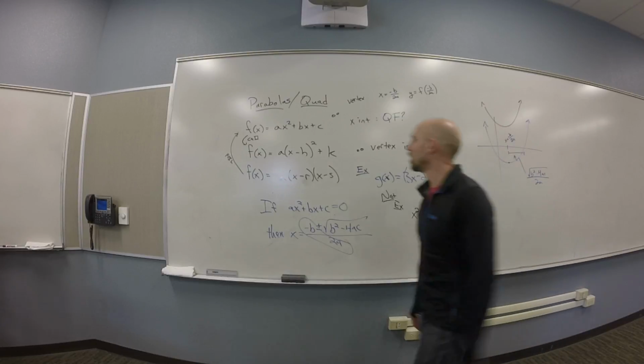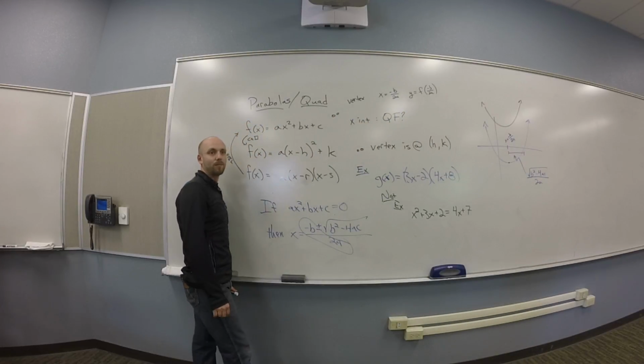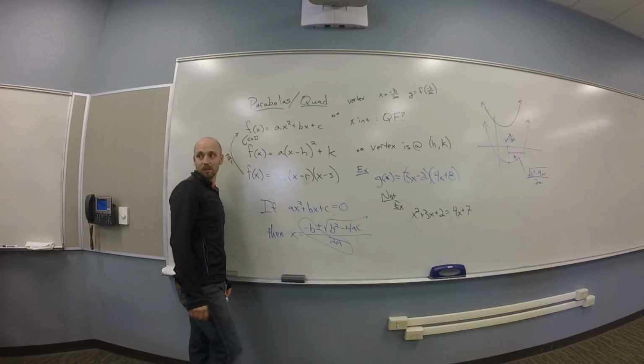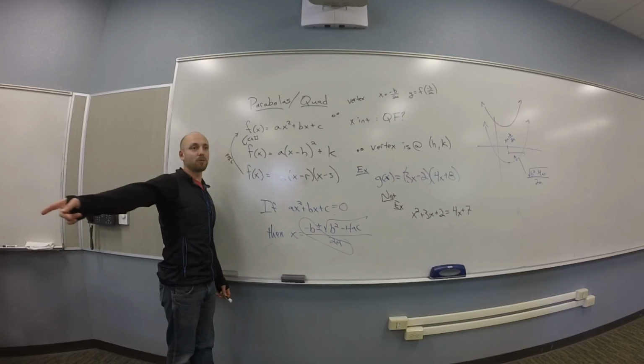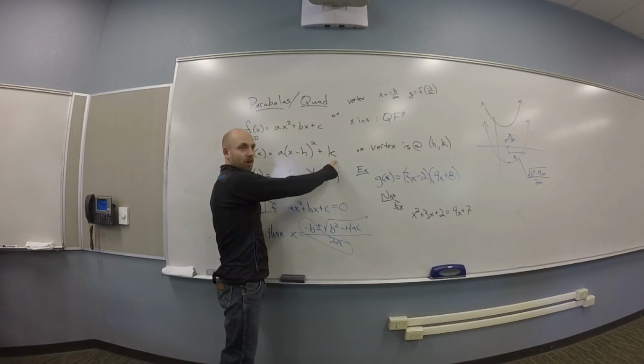Should we be expected to know how to derive the x-intercepts from the vertex form? Oh, yeah, sure. If I asked where are the x-intercepts from this vertex form, what do you do? Set it equal to 0, right? So you'd set this equal to 0.